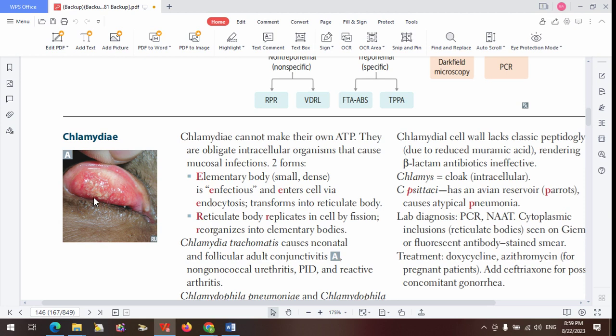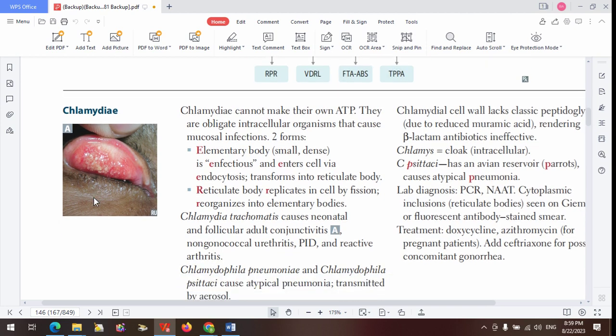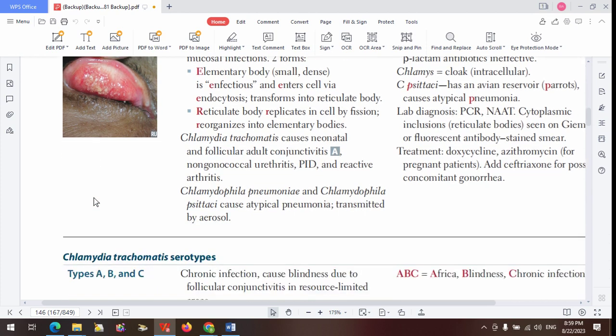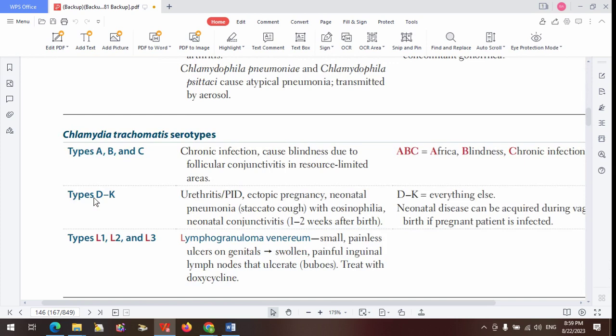So if somebody has used a towel to wipe that eye and somebody else uses it, the person can develop trachoma. So flies, fomites, poverty, those are the risk factors for developing Chlamydia trachomatis, trachoma, or follicular conjunctivitis. We are done with that. So it is a very common cause of follicular conjunctivitis in resource limited areas.